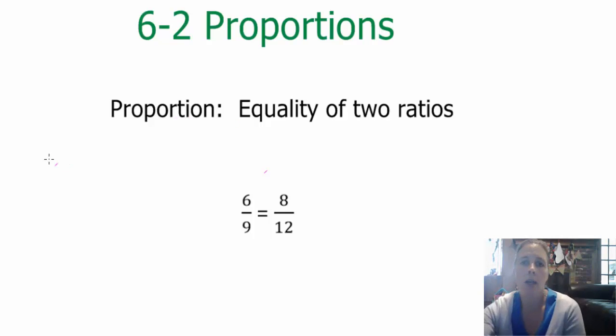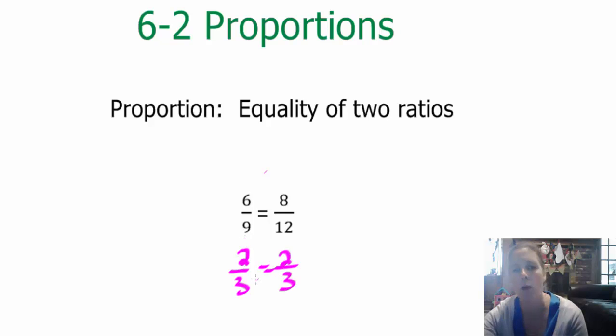When we look at this proportion right here, 6/9 is equal to 8/12. We know that two different ways. We can reduce 6/9 down if we divide by 3, so we're going to have 2/3. And if you divide 8 and 12 by 4, you'll also get 2/3. So we know that they're equal because they reduce to the same fraction.